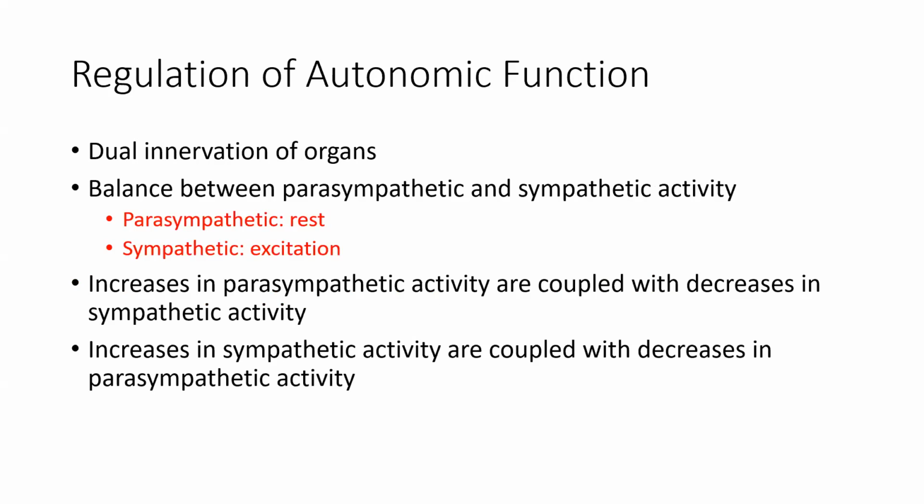So all of those organs in the middle that we talked about, the pupils, the GI system, smooth muscle of the vascular system, the heart, the lungs, the genitalia, the bladder, all of those autonomic organs and all of those autonomic functions are innervated by both branches of our autonomic nervous system.